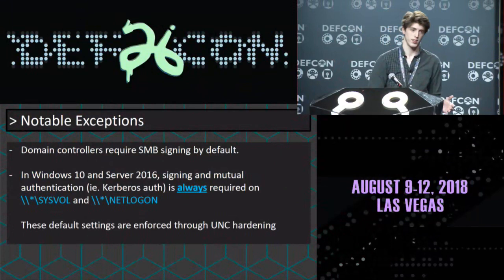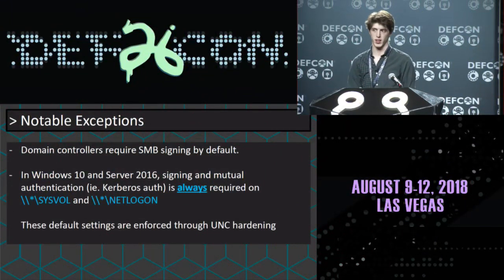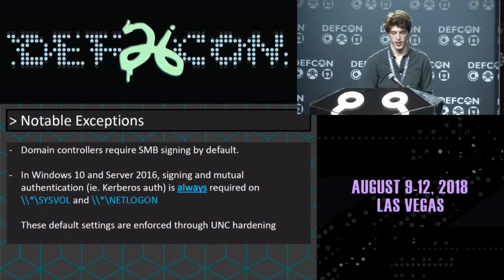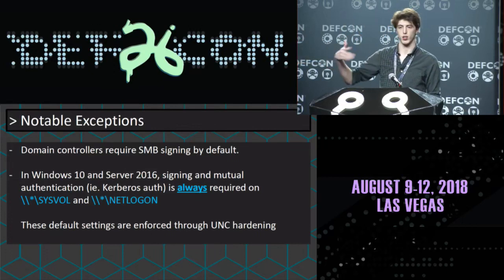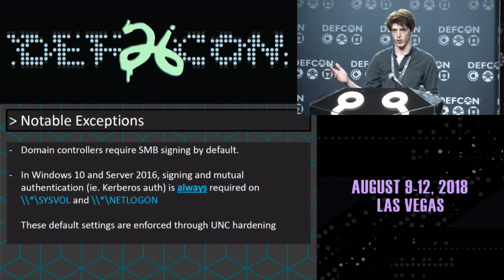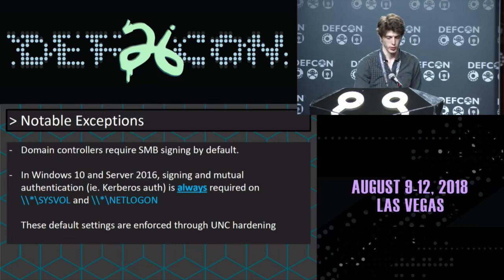Notable exceptions in all of this is that DCs require SMB signing by default. Windows 10 and 2016 have protected paths that always require signing if they're connected to a path that matches these paths. So anything like sysvol or netlogon, the client's going to require signing regardless of what the server says. And that's through a process called UNC hardening.